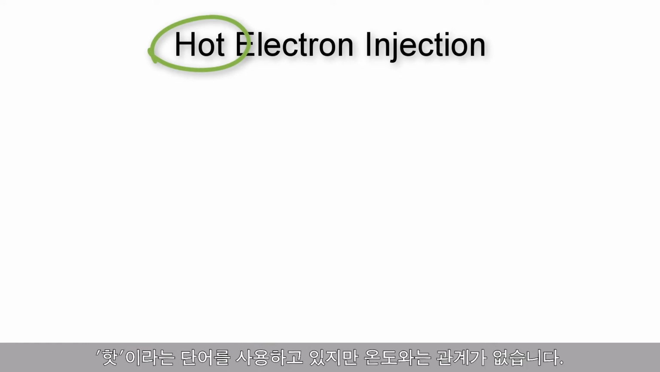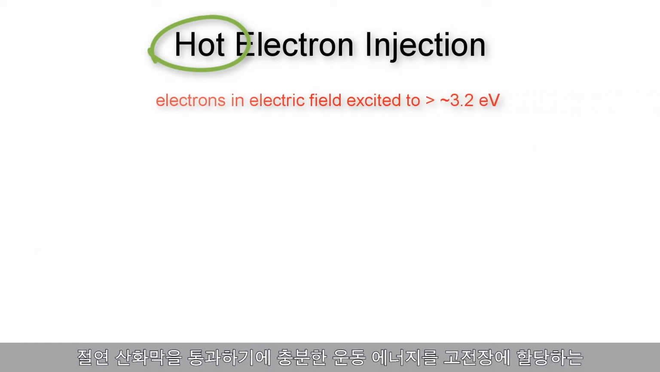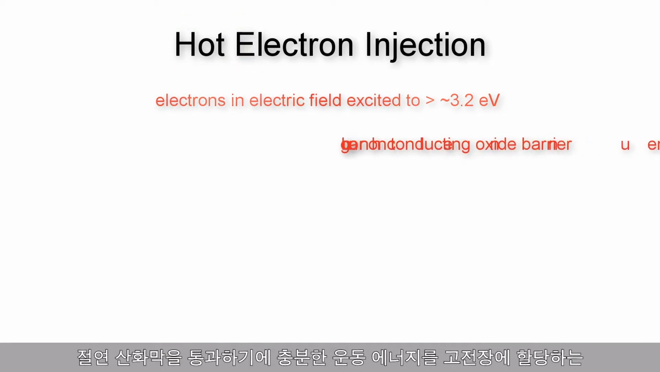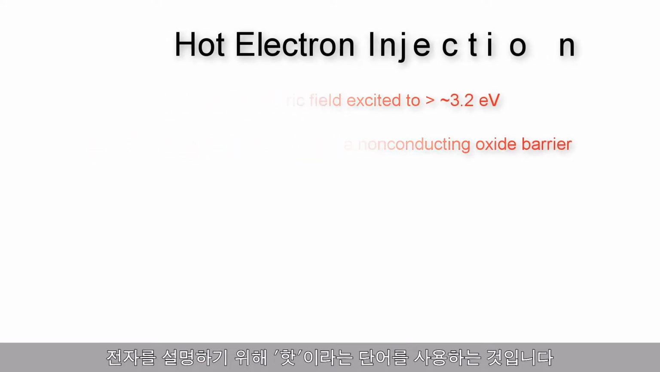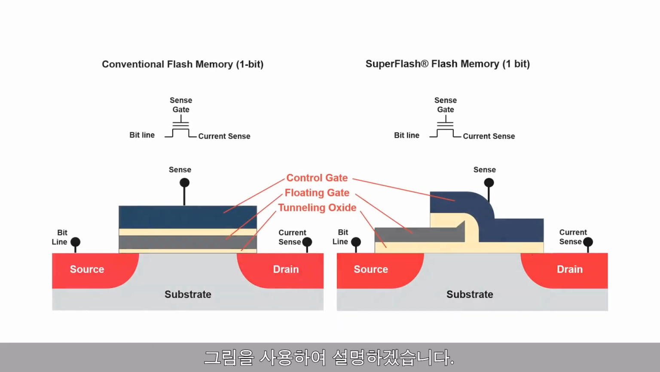Now the word hot here has nothing to do with temperature. The scientists that discovered this phenomenon used the term hot just to describe electrons that build up enough kinetic energy inside a high electric field to jump or burrow or tunnel, use your favorite verb here, across an oxide insulator. Let's do this with pictures.